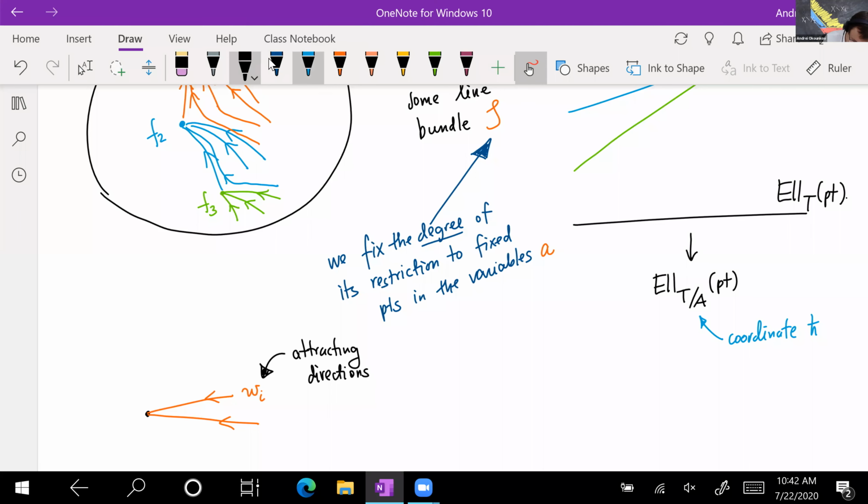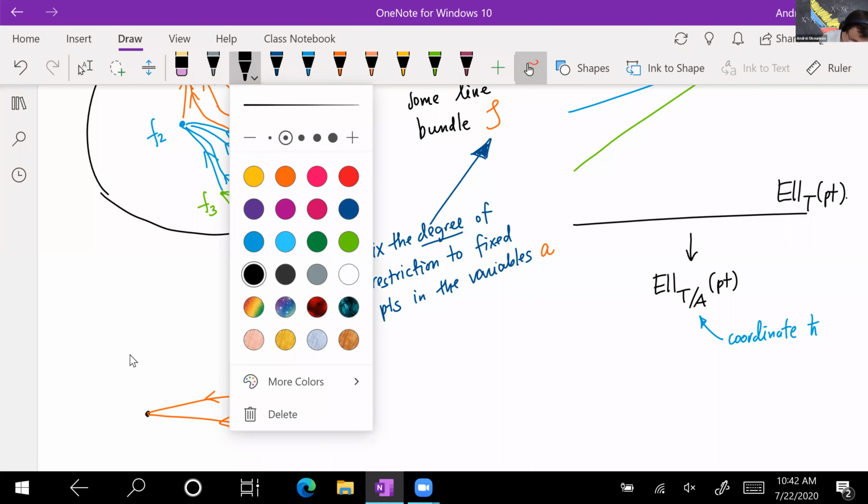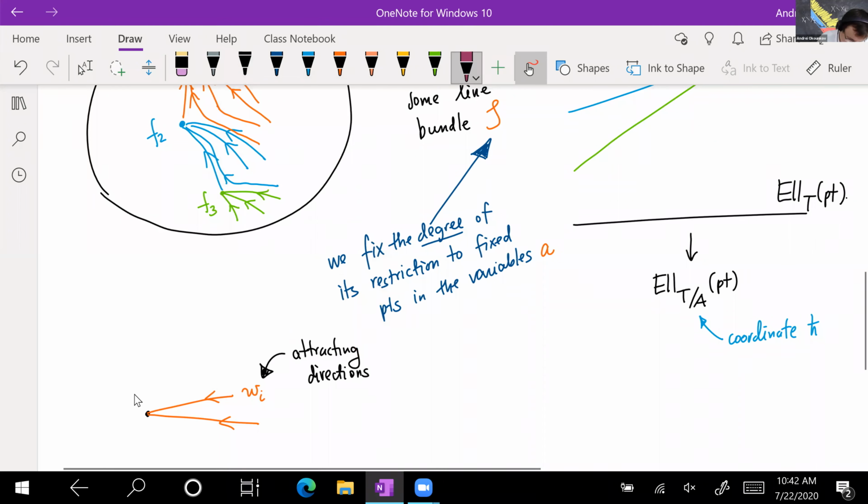And then there's repelling directions, which we'll maybe draw in some different color, this color. And since my manifold is symplectic, there is a duality between attracting and repelling directions. For every attracting direction there's a repelling direction with the weight which is 1 over h bar wi.